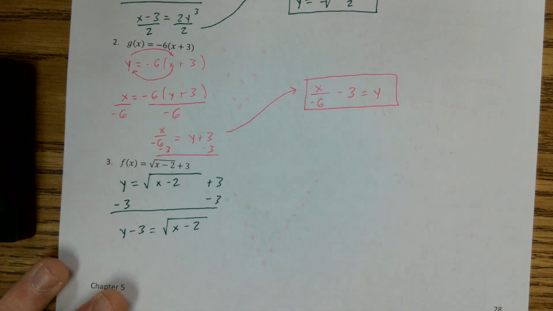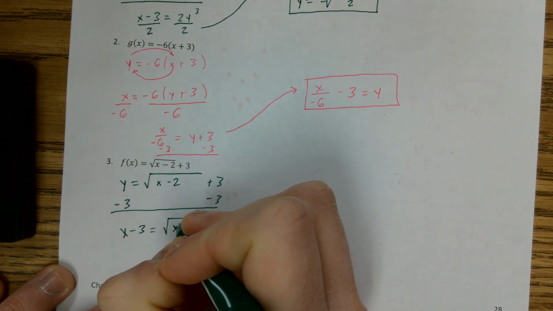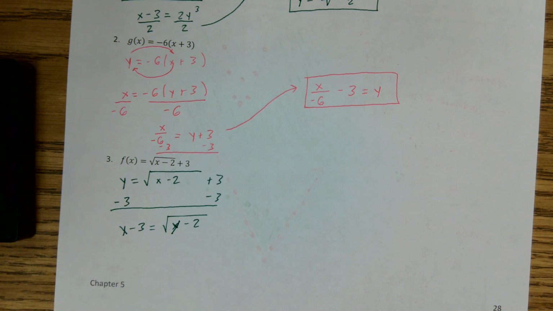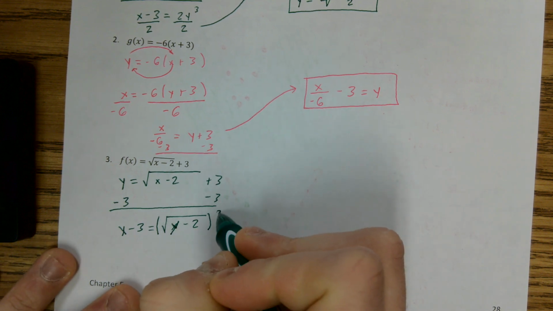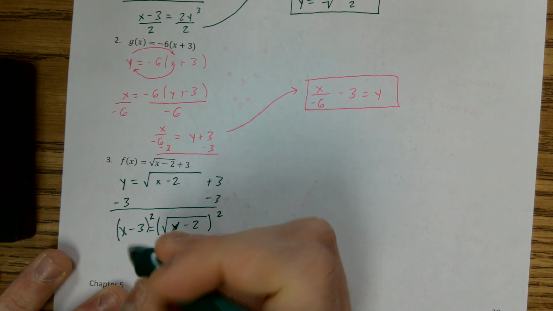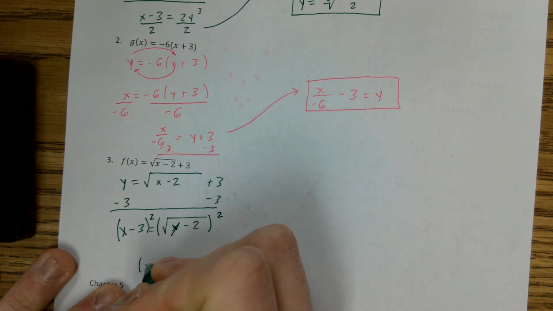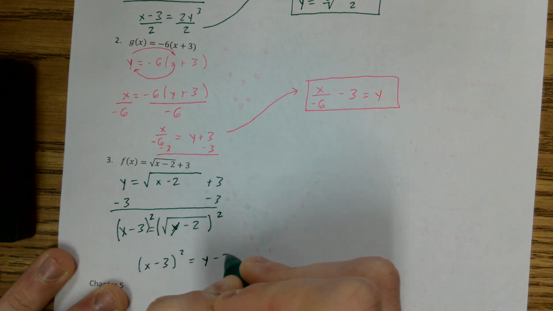Now, if we look, we have the entire, oh, excuse me, we have to switch that x, and then we have y over here. So now we have x minus 3 and then y minus 2. Now the last thing we got to do is undo that square root. So in this case, we're going to square both sides. Alright, so in this case, we have x minus 3 squared is equal to y minus 2.